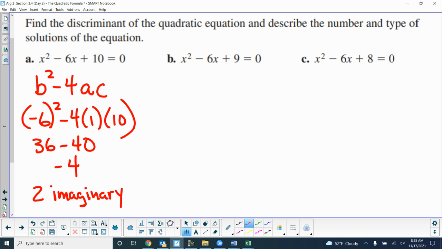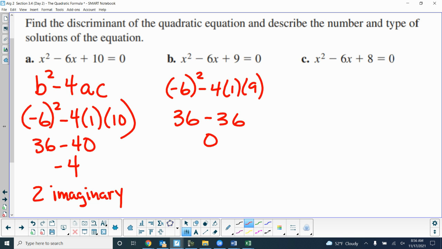Okay? So how about B? Negative 6 squared. Oops, not plus. Don't make that mistake. It's always minus, right? Always minus 4ac. So we got 36 again. What's negative 4 times 1 times 9? Negative 36. So the answer is 0. So what do we say? Two real, one real, or two imaginary? One real.